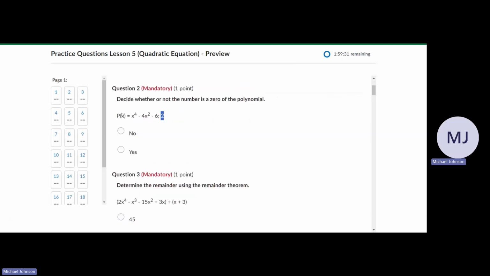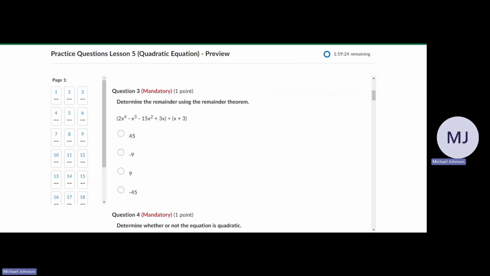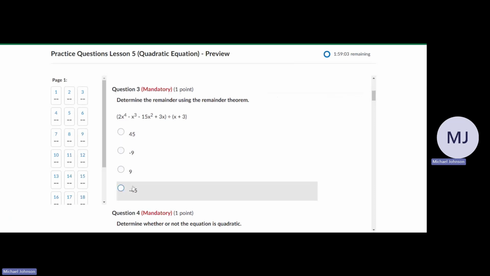So 2 here, plug that in. If the equation equals 0, then it's a yes. If the equation doesn't equal 0, then it's no. Then here, determine the remainder using the remainder theorem. So here you would want to do, so minus 3 plus 3 is 0. So put minus 3 in to the equation here and figure out what it would equal, and then it would be one of these answers.